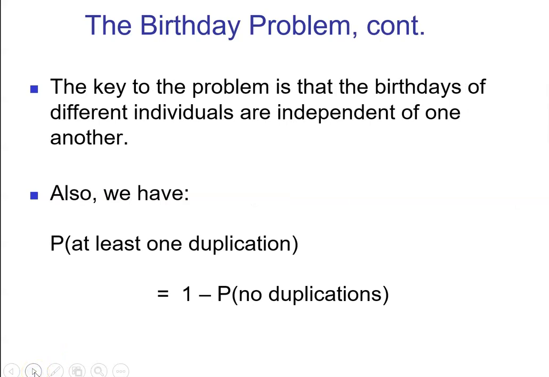Okay, so the key is, are birthdays independent? And yes, they are. Birthdays of different individuals are independent of each other, and also the probability of at least 1 duplication is equal to 1 minus the probability of no duplicates.